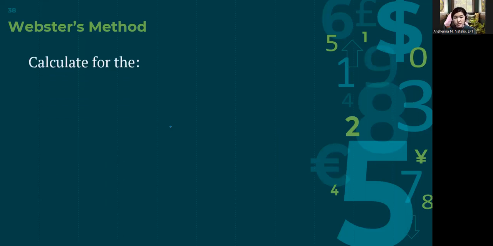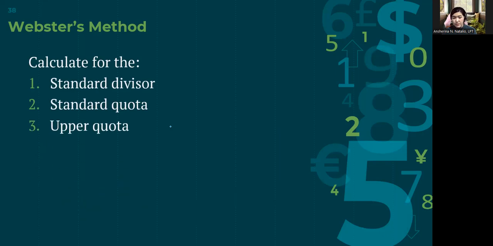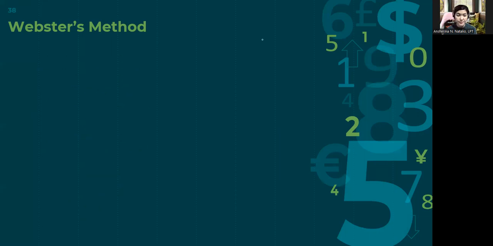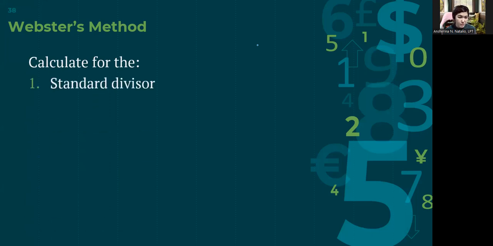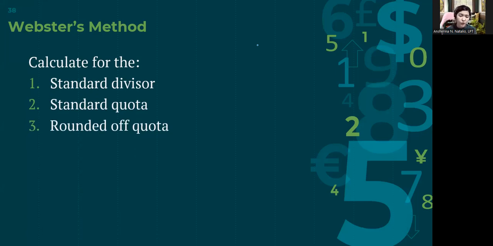Another one is Webster's method. Similar, okay? We'll be getting the standard divisor, we'll be getting the standard quota. Sorry, let me repeat this Webster's method. I had to change a typographical error. Again, Webster's method is number 1, standard divisor, 2, standard quota. Number 3 is rounded off quota. The earlier ones were Jefferson's. Let me note it down so you can see the difference.